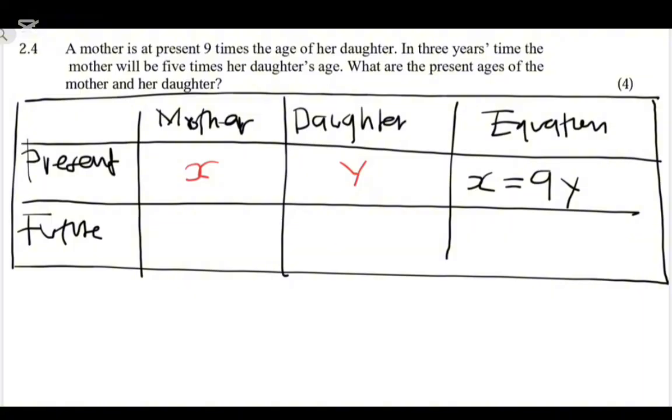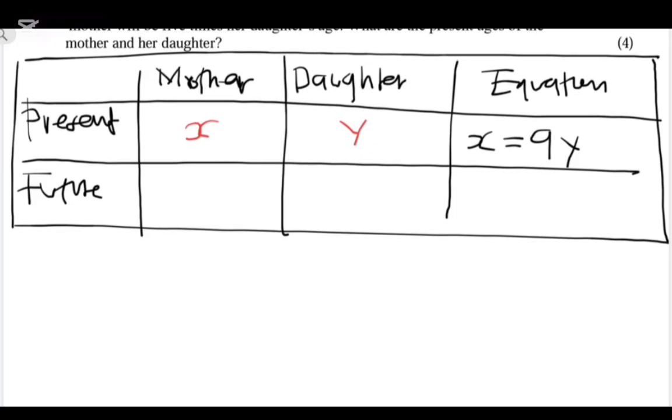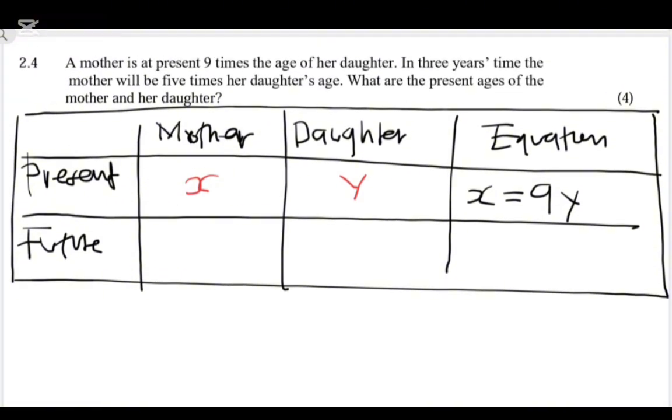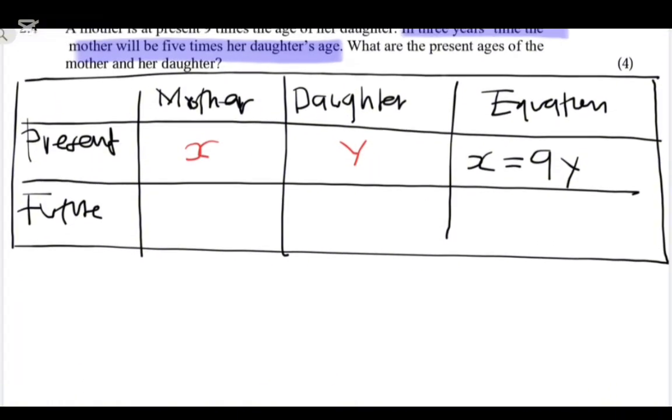For the future, how old will the mother be? If her age right now is x, how old will she be in future? Because they say in 3 years' time the mother will be 5 times the age of her daughter. So how will her age be in 3 years' time? We don't know her current age, but how old will she be in future? The question that I'm asking you right now is the same question if I ask you like this.